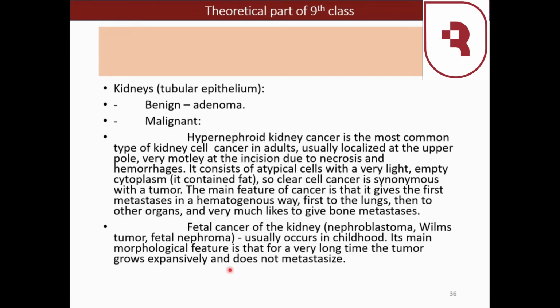Fetal cancer of the kidney, or nephroblastoma, or Wilms tumor, or fetal nephroma. It is a tumor from nephrogenic embryonal tissue, usually occurring in childhood, and the main morphological feature is that for a very long time the tumor grows expansively and doesn't have any metastasis.